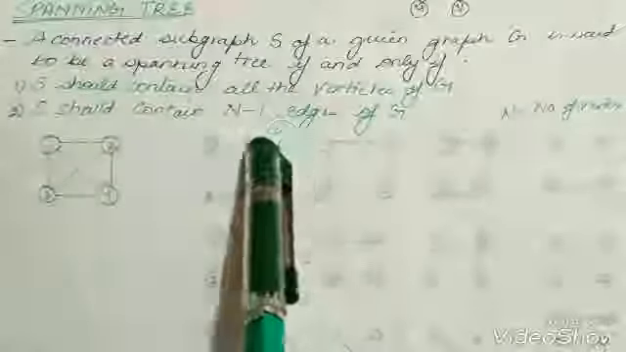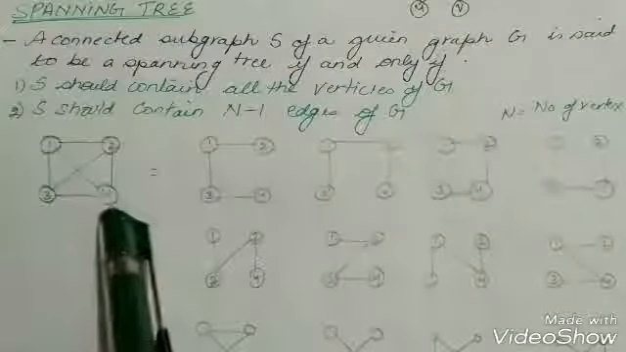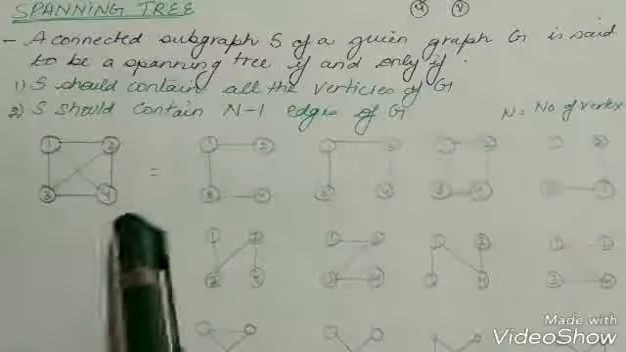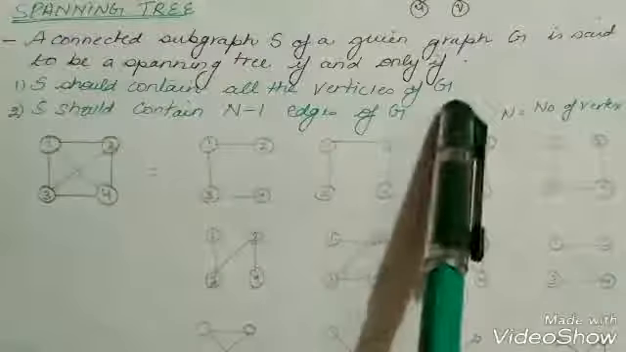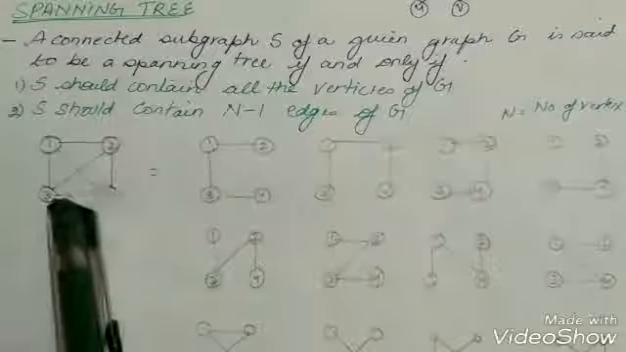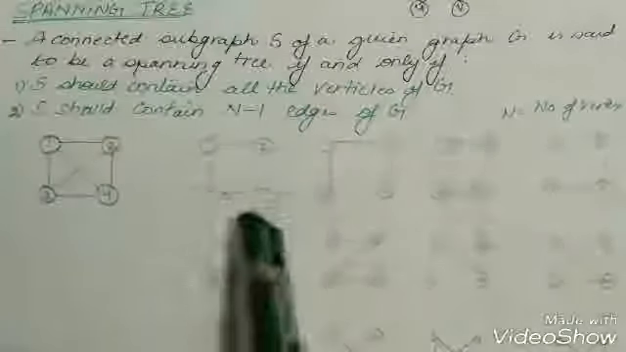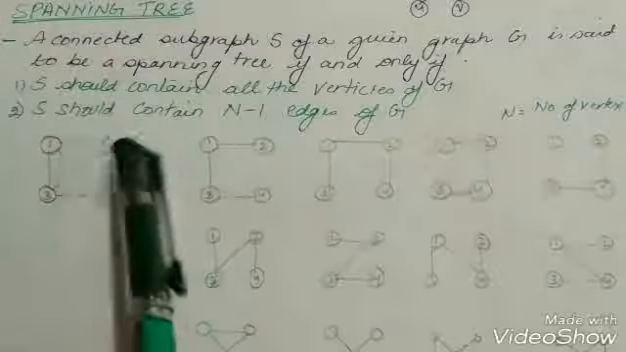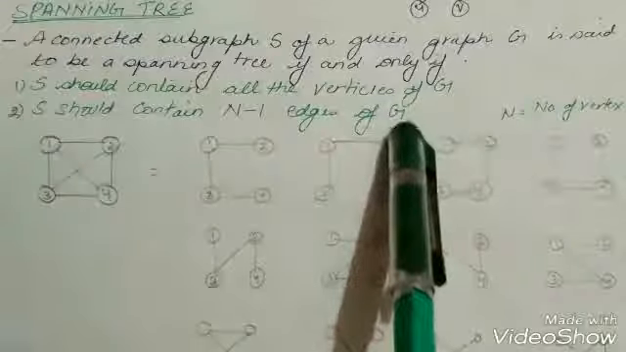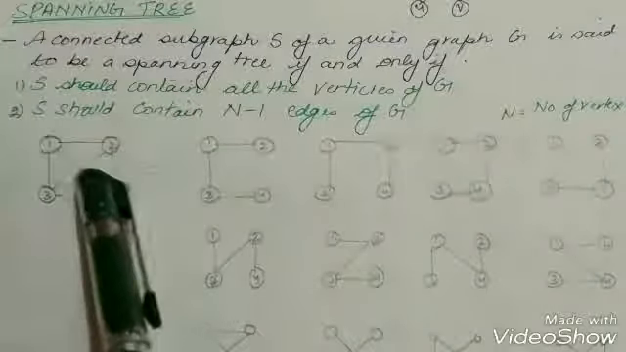One is that a spanning tree is a subgraph of the main graph which is given to you in the question, and that subgraph should contain all the vertices of G. Like we have 4 vertices, and here I have drawn the spanning trees. Each spanning tree should contain all the vertices present in the graph G, and S should contain n-1 edges of G. Like here we can see that we have 6 edges, 1 2 3 4 5 6. We have 6 edges in this graph.